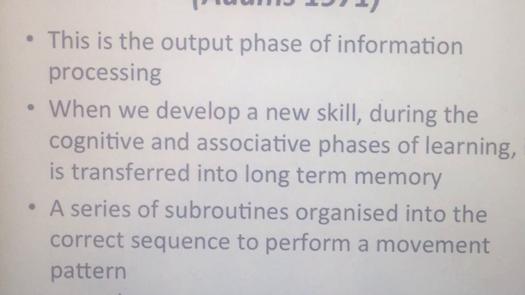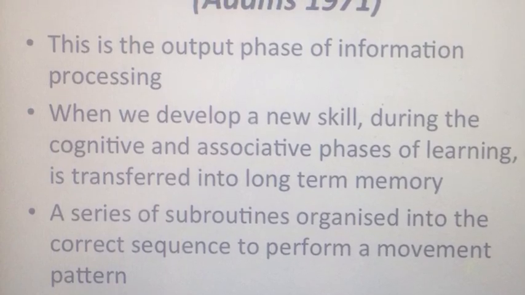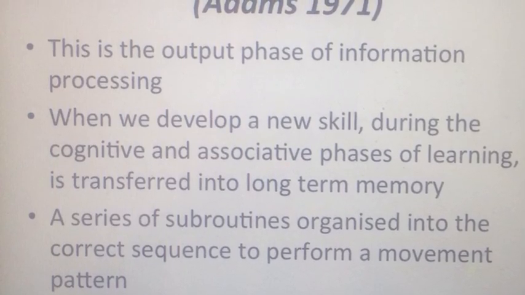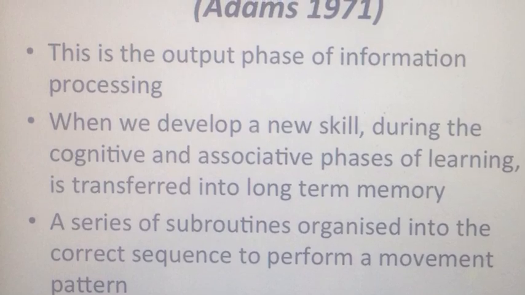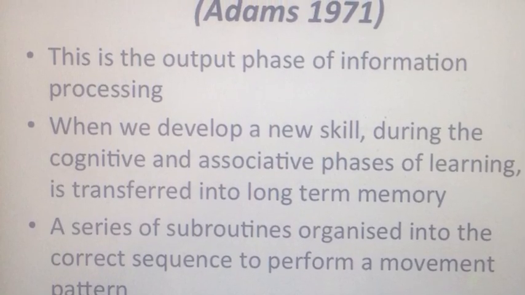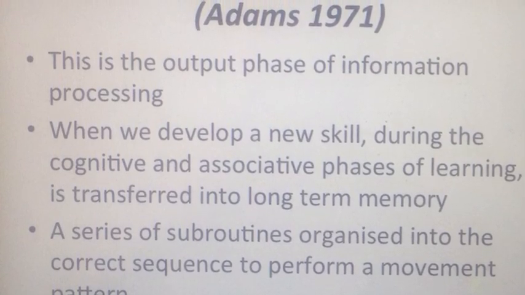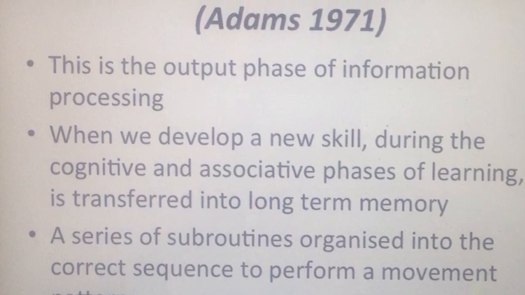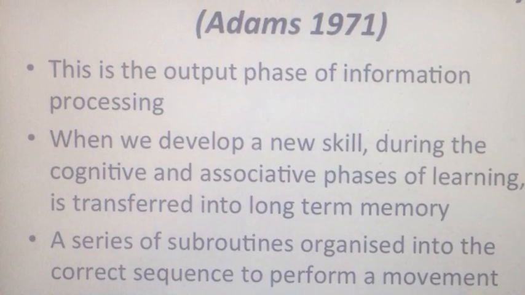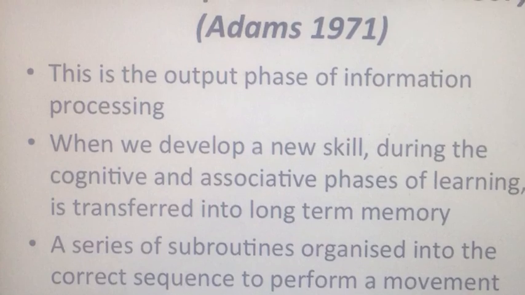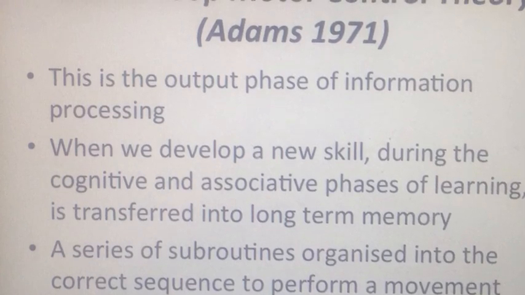Bringing me on to my next control program, Closed and Open Loop Control Theory. This is the output phase of information processing. When we develop a new skill during the cognitive and associative phases of learning, it is transferred into long-term memory. A series of subroutines organized into a correct sequence to perform a movement pattern.